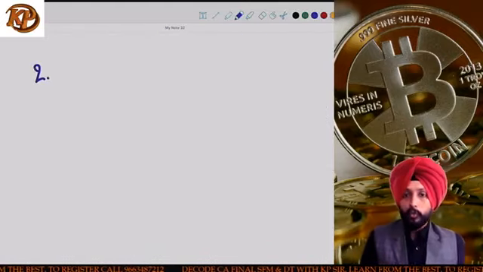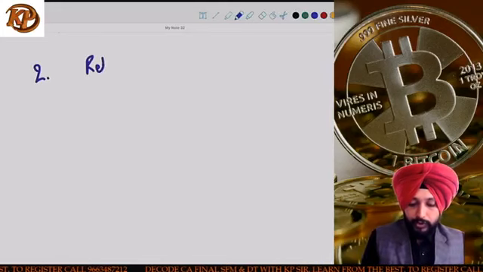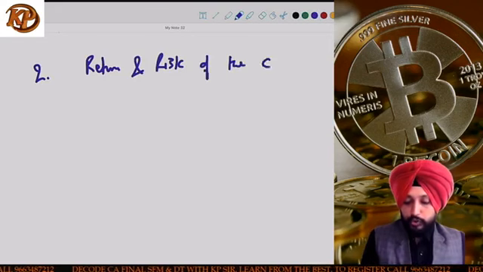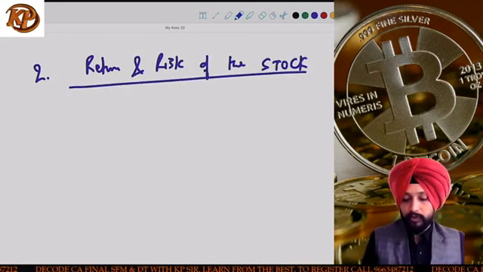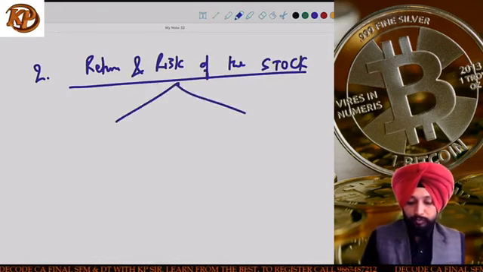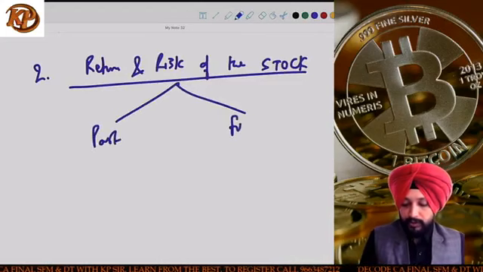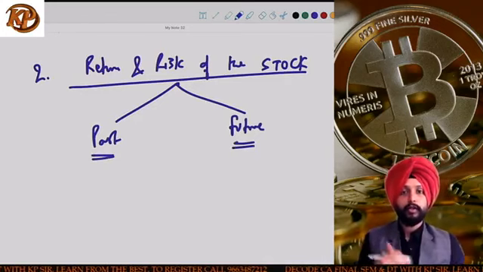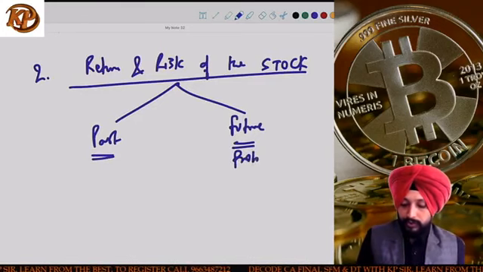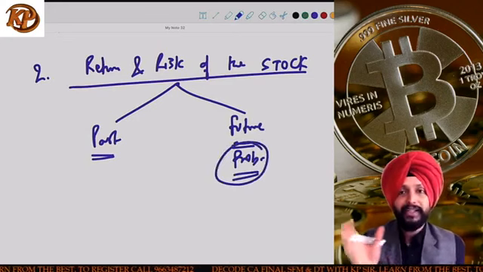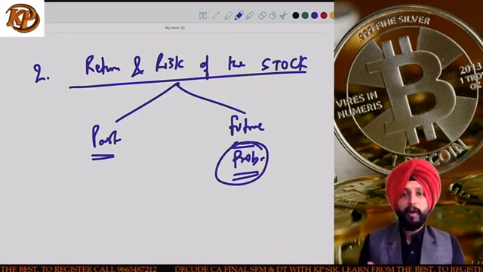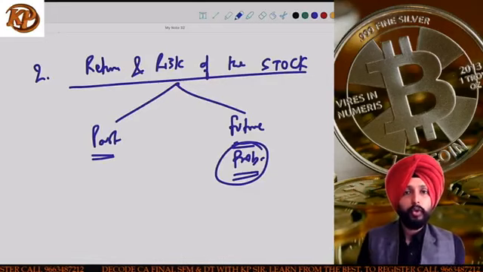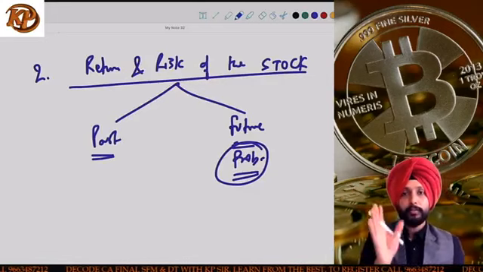Point number 2, how do we calculate the return and risk of the stock? I hope you remember this. How do we calculate return and risk of the stock? For this, I told you, we first find out whether they have given us past data or future data in exam. If they give you future data, they will definitely have to give you the probability distribution of return. If they give you past data, they will just give you the past few years return. How do you know if it's future data? They will give you probability distribution of returns.